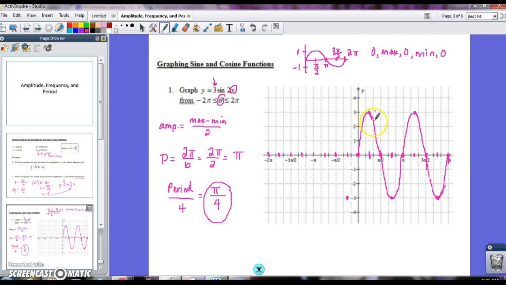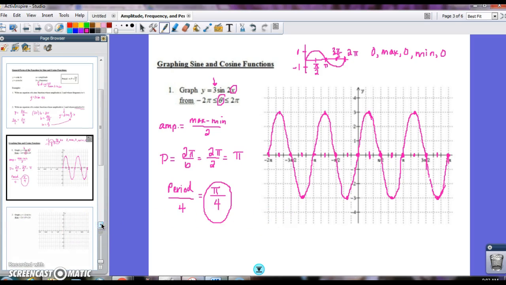So I go min, 0, max, 0. So here and then back at 0 and then up to my max, back to 0, down to my min, back to 0, up to my max, and back to 0. So once you get used to the pattern, it's really very easy to do, and then it's just a matter of connecting it. And there's your graph of y equals 3 sine 2x. Okay, so pretty straightforward doing that. Let's look at the next one.